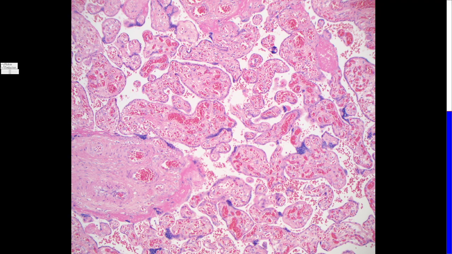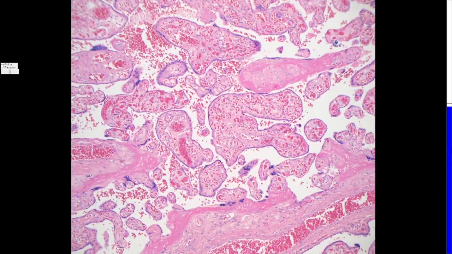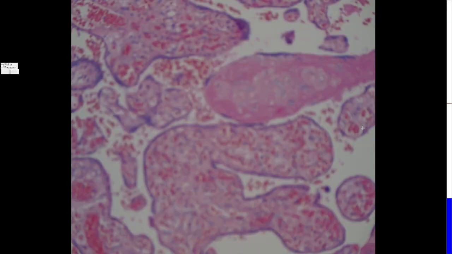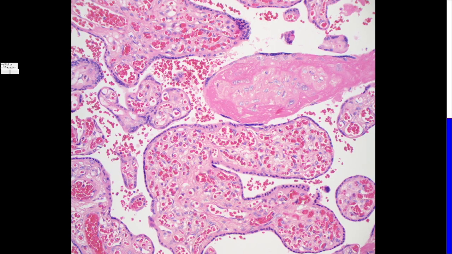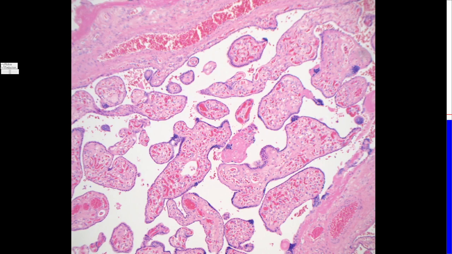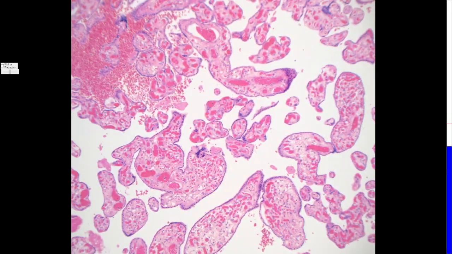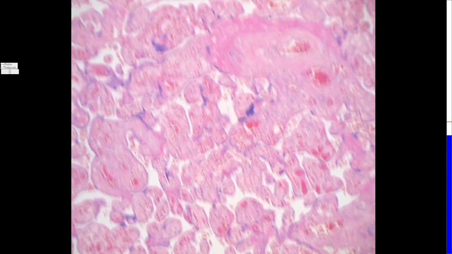They only have capillaries, and many of them have 20 to 30 capillaries. And everywhere you look, this is extremely convincing of chorangiosis right here. Everywhere you look, you see them. So this is quite a remarkable case of chorangiosis. Again, villi are enlarged. They have lots of capillaries, and those are the terminal villi.